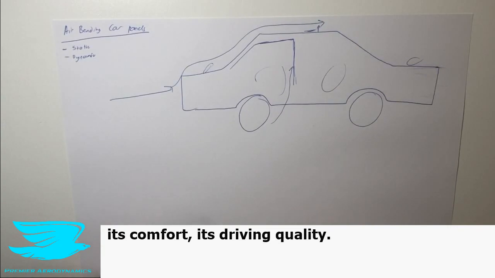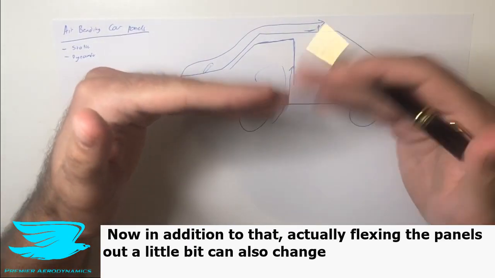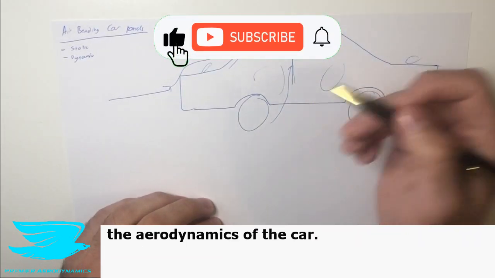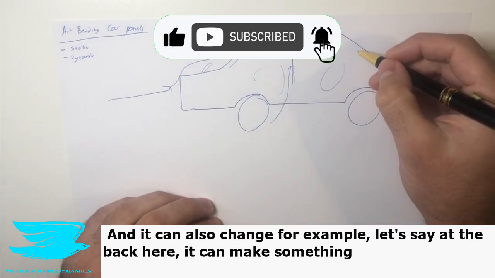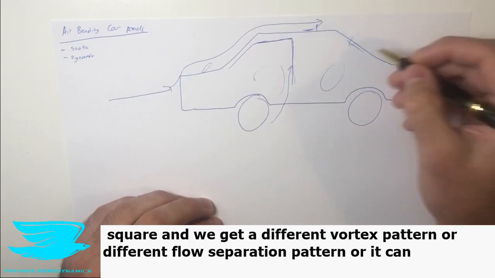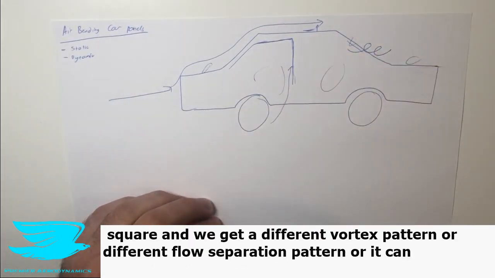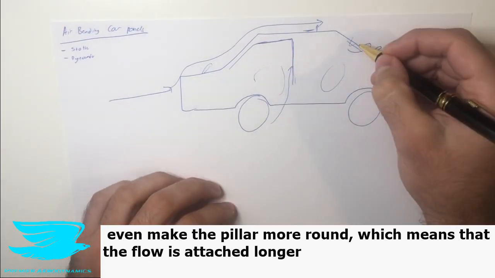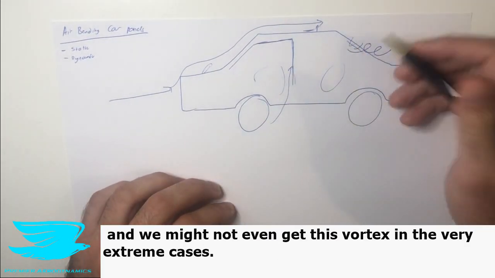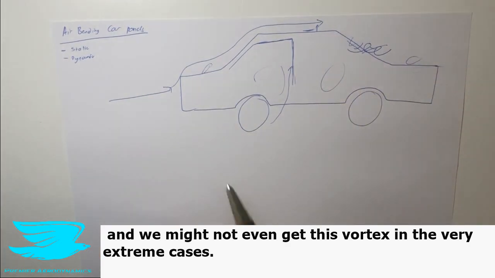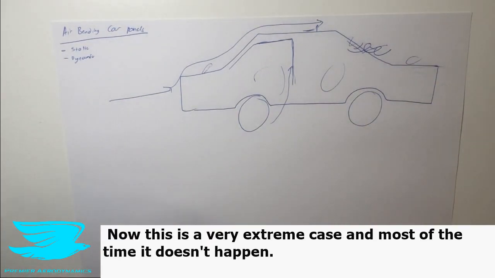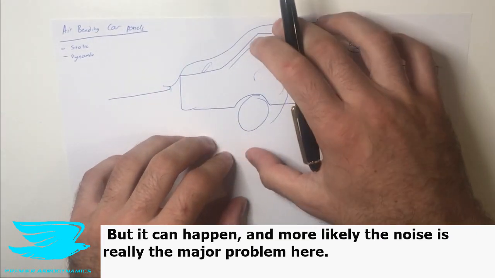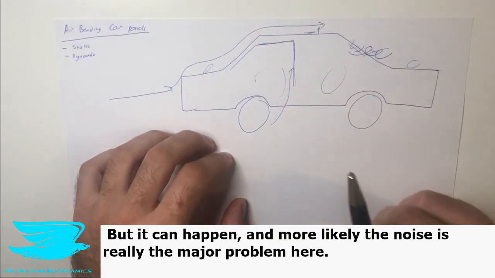That means that the noise you will hear inside the car is greater, and that reduces its comfort, its driving quality. Now, in addition to that, flexing the panels out a little bit can also change the aerodynamics of the car. For example, at the back here, it can make something squarer and we get a different vortex pattern or different flow separation pattern, or it can even make it rounder depending on the car, which means that the flow will stay attached longer and we may not even get this vortex in the very extreme cases. Now, this is again a very extreme case, and most of the time this doesn't happen, but it can happen. More likely, the noise is really the major problem here.